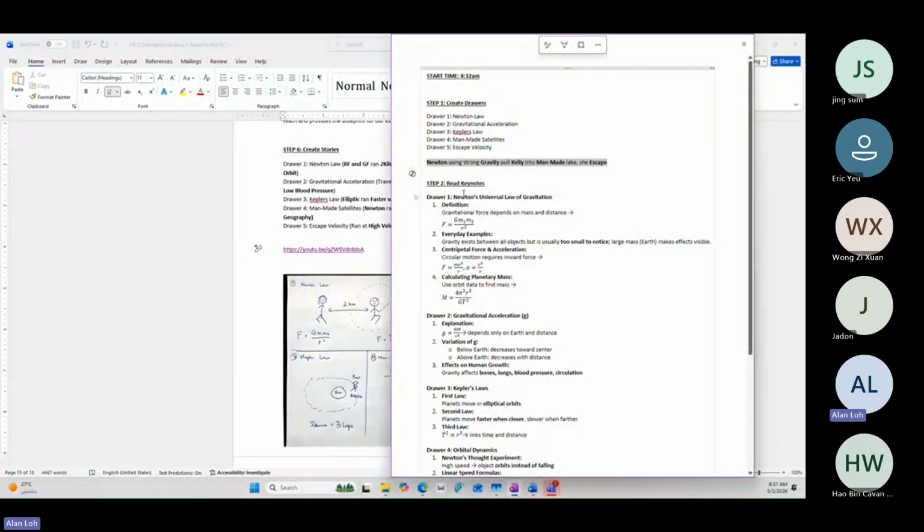So now let's move to step 2, read the keynotes. As usual, it's usual for all of us here except for Kevin. Kevin, I think this is the second time you are attending the class. So hope that you are able to follow the steps.